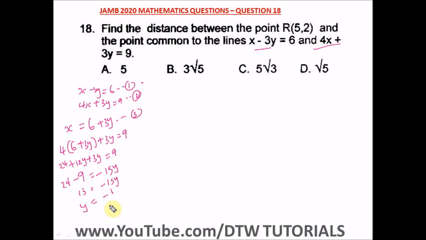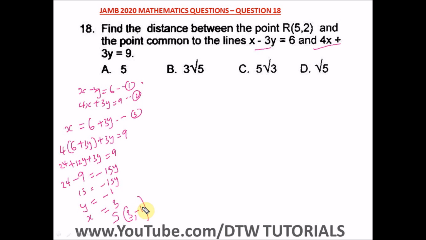Minus 1. So if y is minus 1, let us substitute y in this equation here and get our x. So 3 times minus 1 is minus 3. 6 minus 3 will give us 3. So if y is equal to minus 1, x is equal to 3. So we have found our second coordinate. I said I'll call it s, which is 3 comma minus 1.